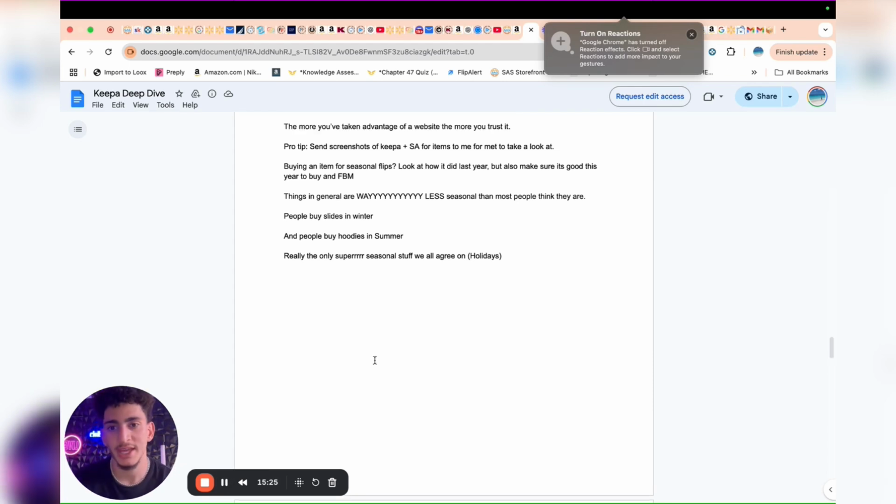I also wanted to cover buying an item for a seasonal flip. Look at how it did last year. So if you're going to hop into Q4 this upcoming year, for example the November, December area, it's going to be really helpful for you to see on seasonal products how they did last year. Did the price skyrocket? Was there a lot more demand for it?